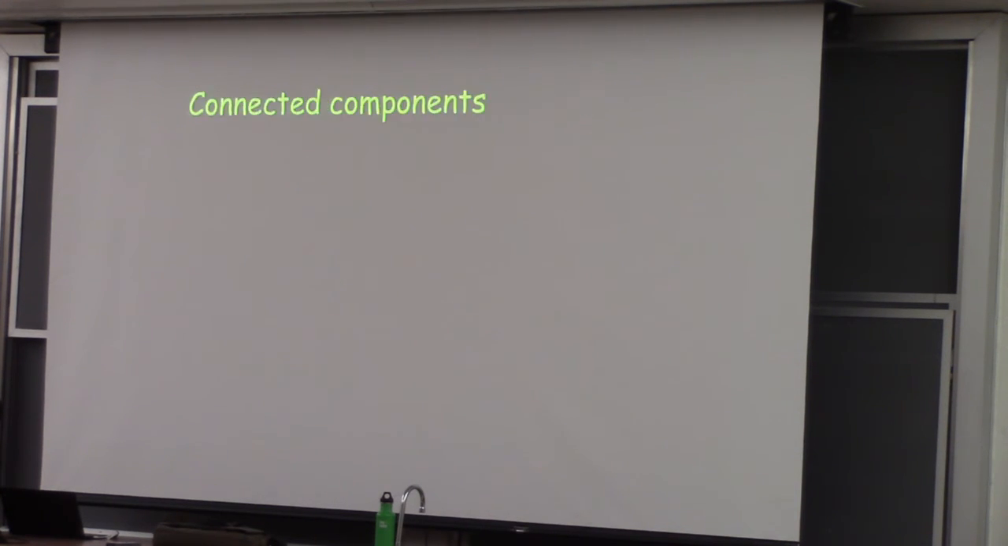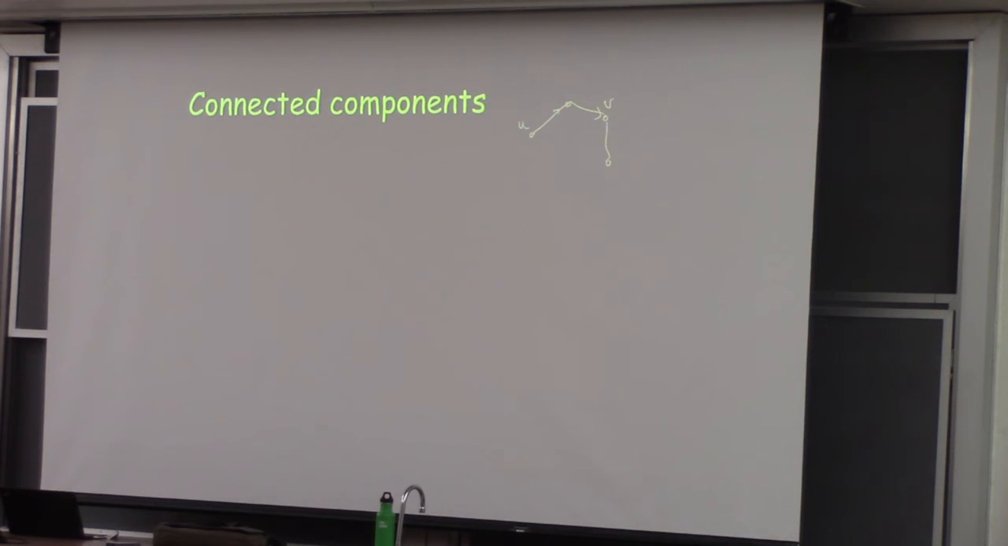Since this class is supposed to be more of an introduction, I want to talk about connected components, both in directed and undirected graphs. So far we've only been looking at undirected graphs, where edges have no directions. In a directed graph, being able to go from U to V does not imply being able to go from V to U. So reachability is asymmetric.